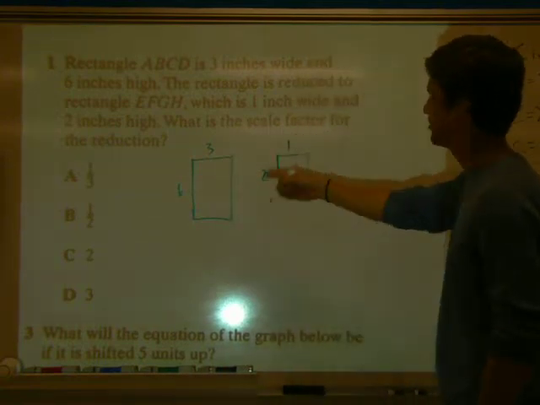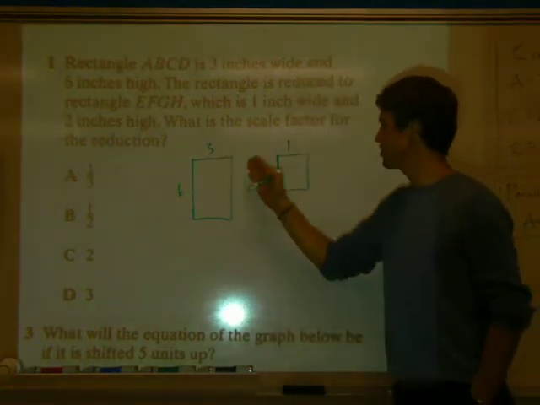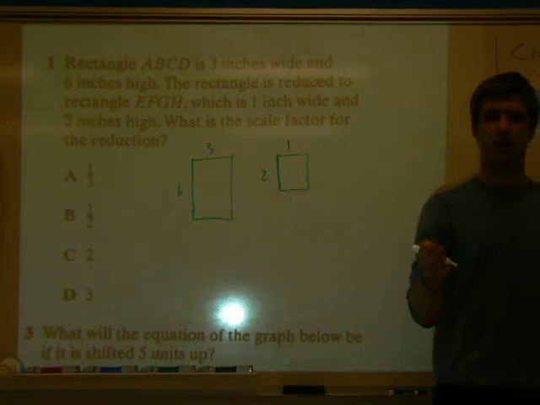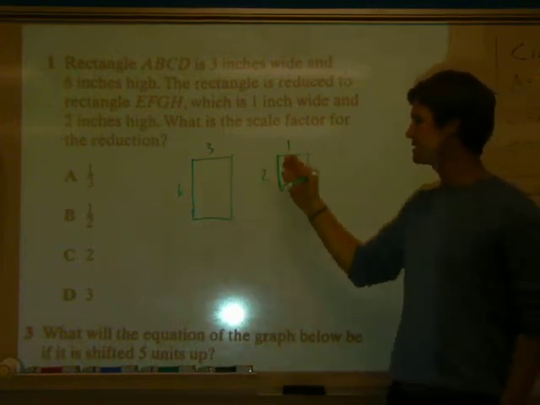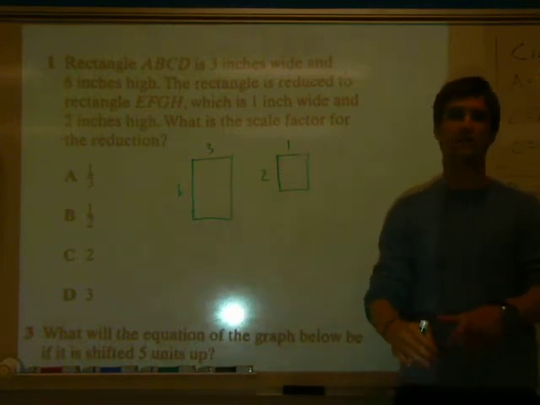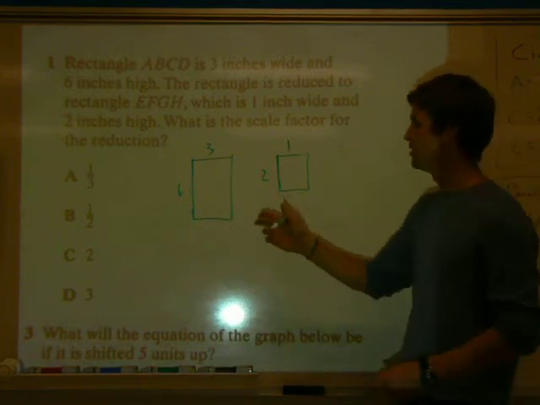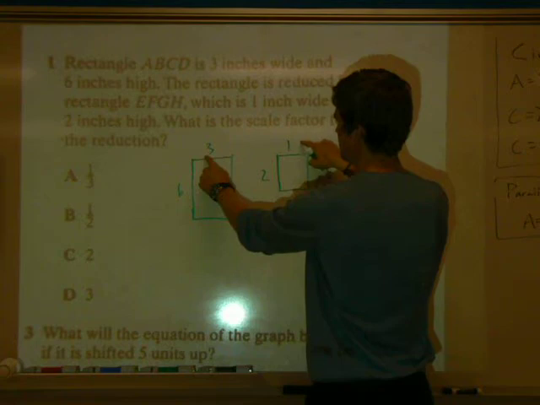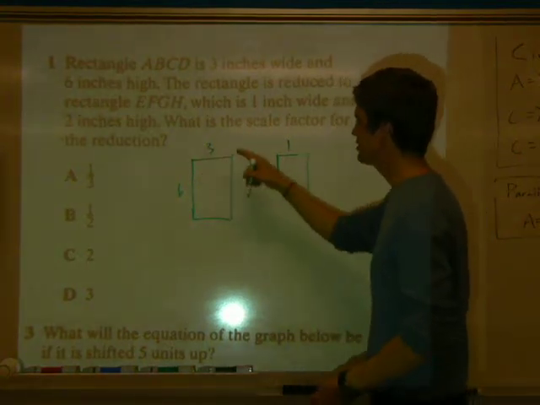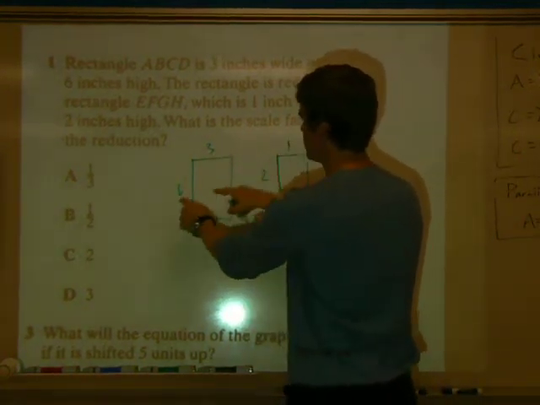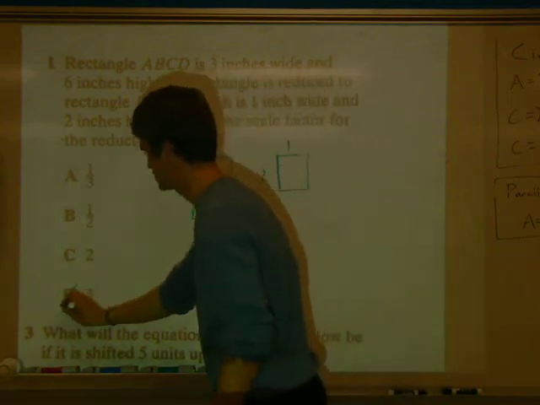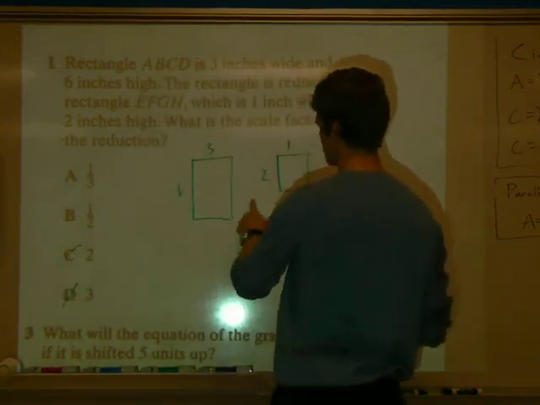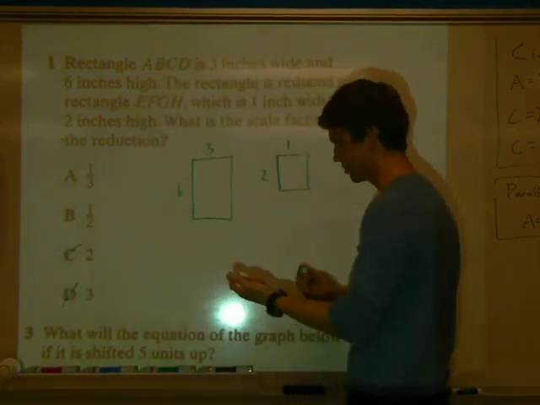Alright. What is the scale factor for the reduction? First of all, it's reduced. If it's reduced, it's going to be less than 1, because if it's greater than 1, it's going to become bigger. Remember, scale factor is the number you can multiply this to get that. Okay, so what of these numbers can I multiply 3 to get 1 and 6 to get 2? Well, it's not the 3 or the 2, because 6 times 3 is 18, 6 times 2 is 12, okay?